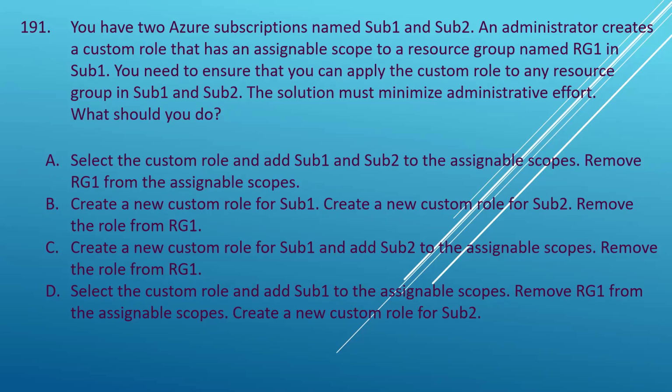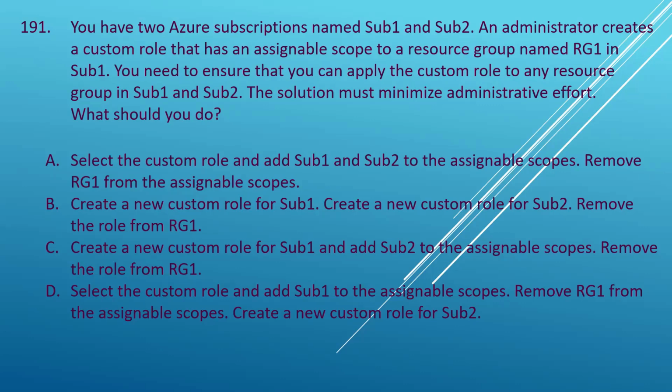What should you do? Your options are: select the custom role and add Sub1 and Sub2 to the assignable scopes. Remove RG1 from the assignable scopes. Create a new custom role for Sub1. Create a new custom role for Sub2. Remove the role from RG1.